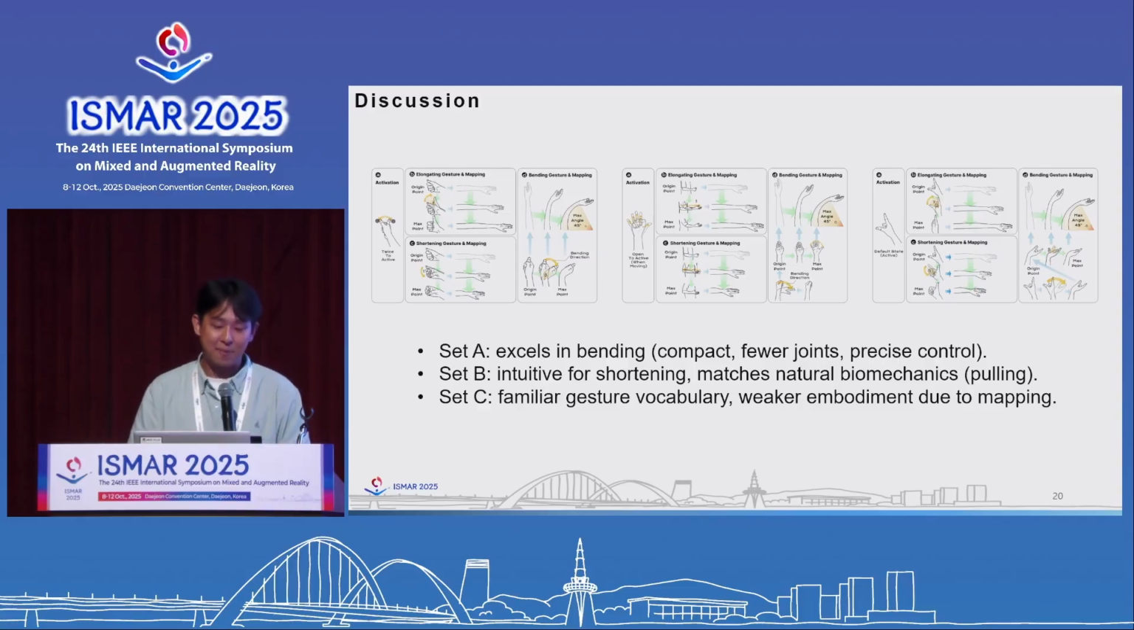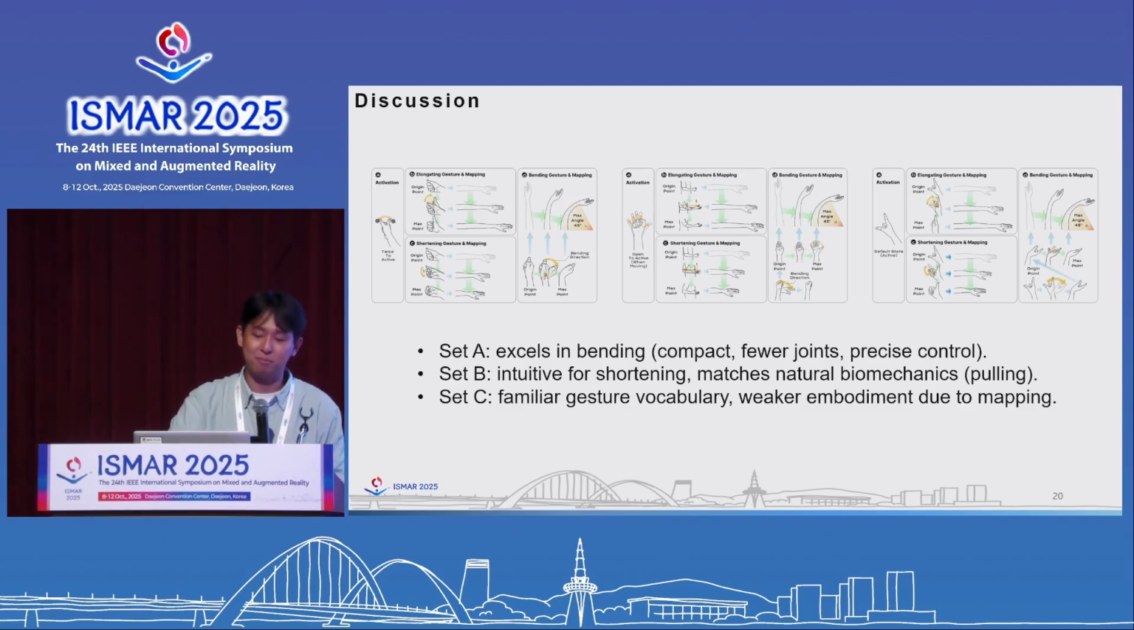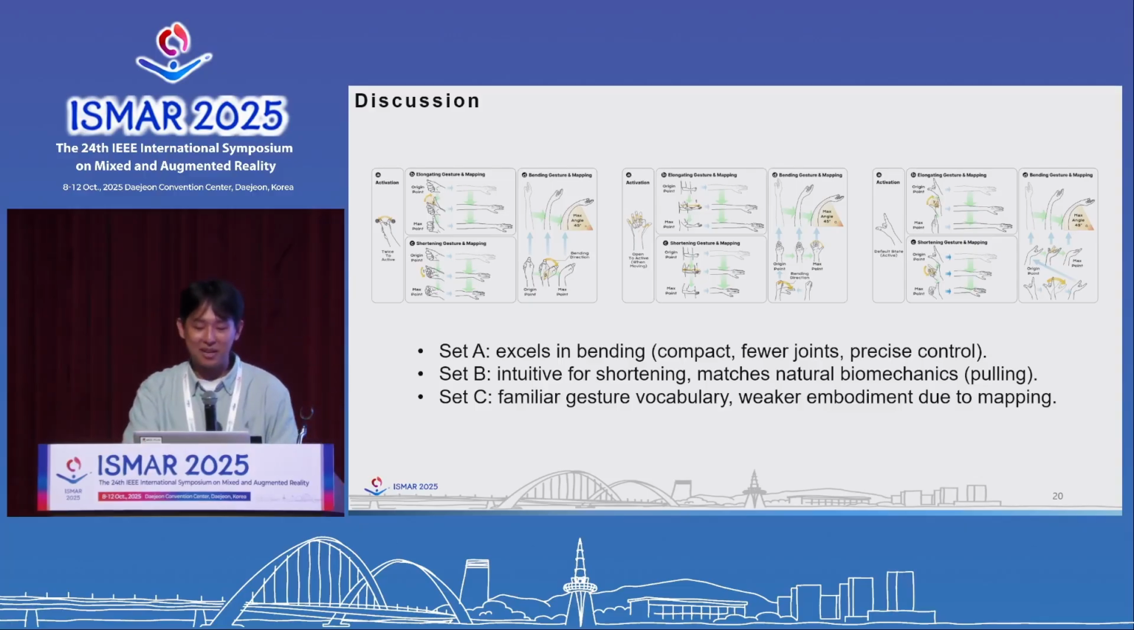Set A, best for bending. Its design relied on fewer hand joints, mainly the thumb and wrist, which made control more precise while still maintaining a strong sense of embodiment. Set B was particularly effective for shortening. Set C drew on familiar gesture vocabulary, but its mapping was less direct. As a result, its embodiment score was weaker, even though the gesture felt familiar.